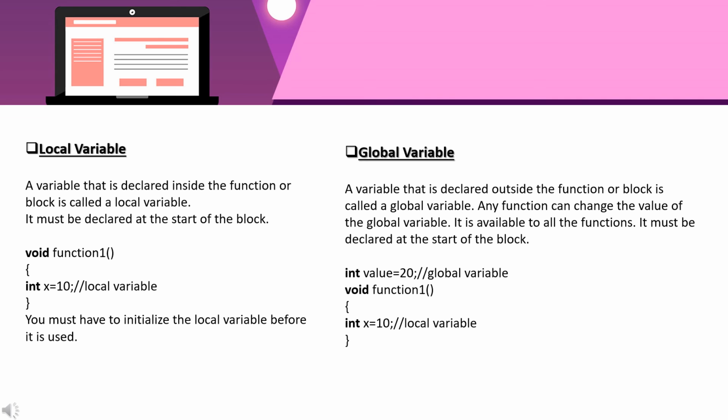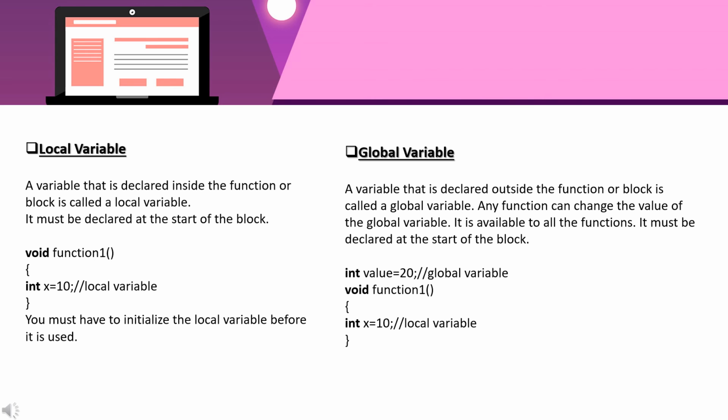Here it is given that in braces within the function, int x equal to 10, which is a local variable. You must initialize the local variable before it is used. The next one is global variable. A variable that is declared outside the function or block is called a global variable. Any function can use the value of the global variable. It is available to all the functions in any program.